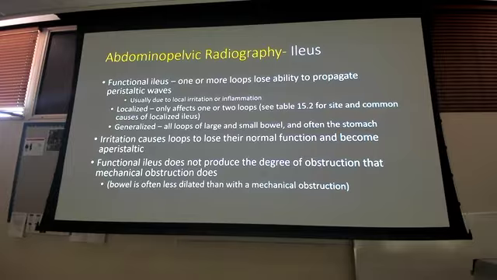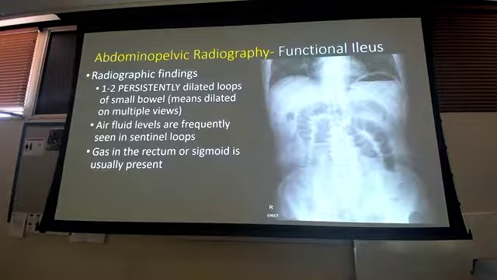So functional ileus, yeah, it says it does not produce a degree of obstruction that mechanical obstruction does. Sure, don't get so hung up on that, right? Because mechanical obstruction, functional ileus means it's not moving. Maybe there's something in there that's causing it. Maybe there was some irritation from pressure or whatever. Focus on obstruction, what we talked about, and ileus, that the peristalsis isn't happening.